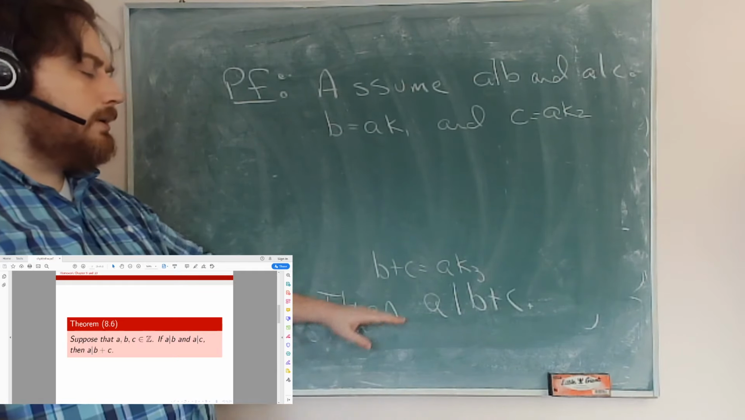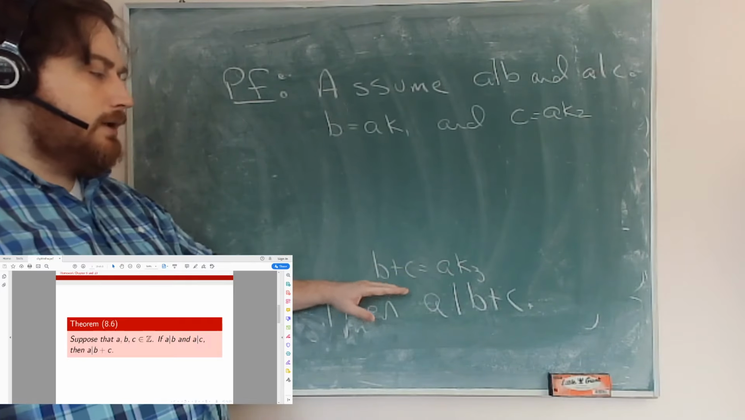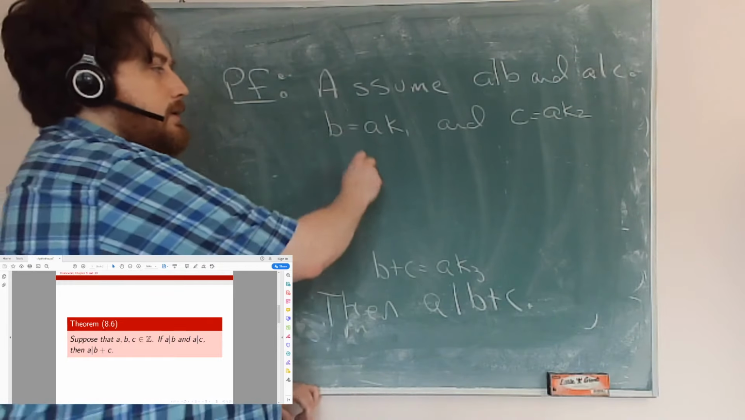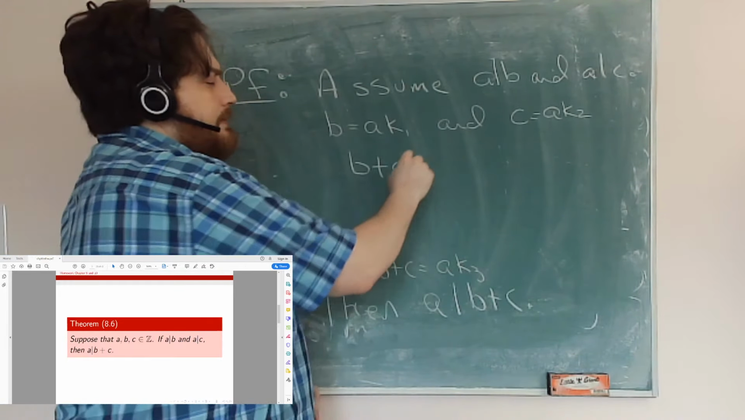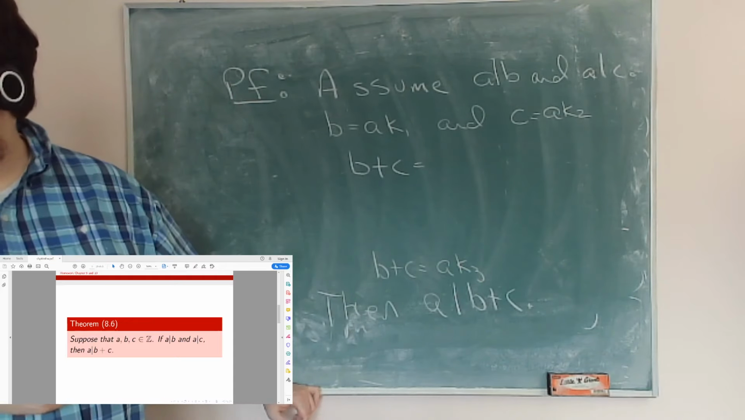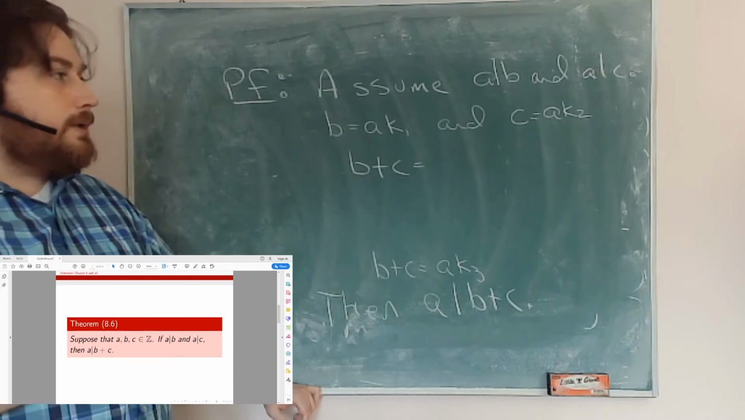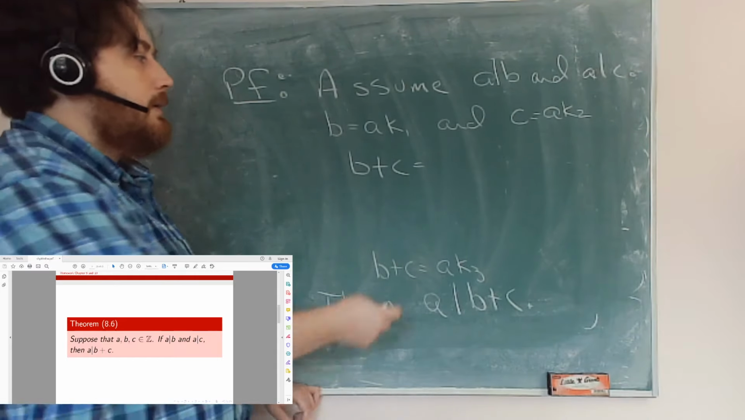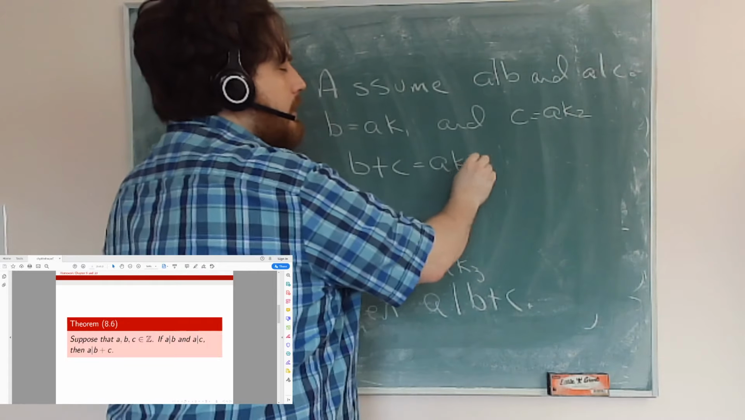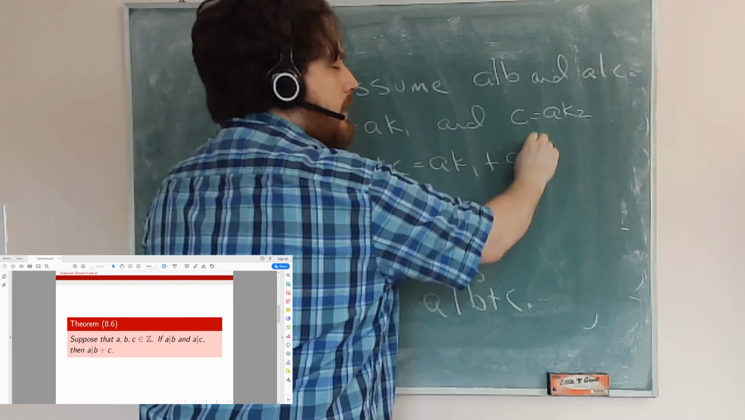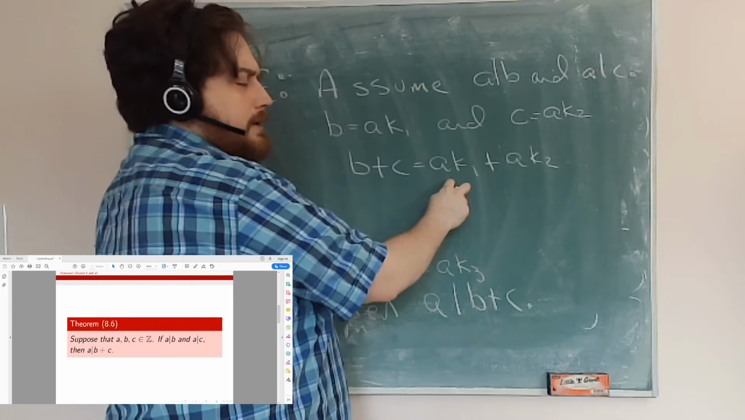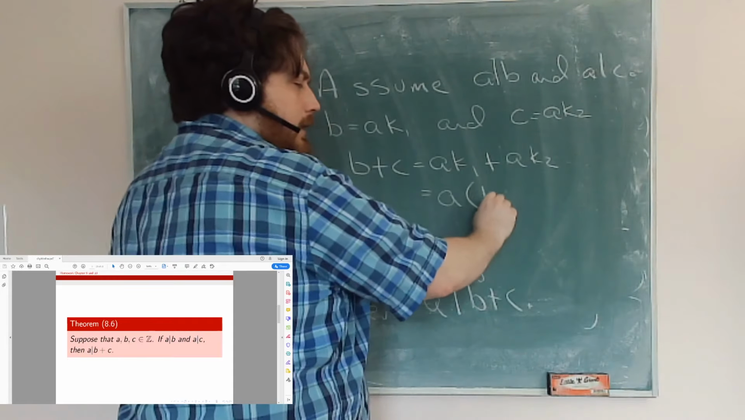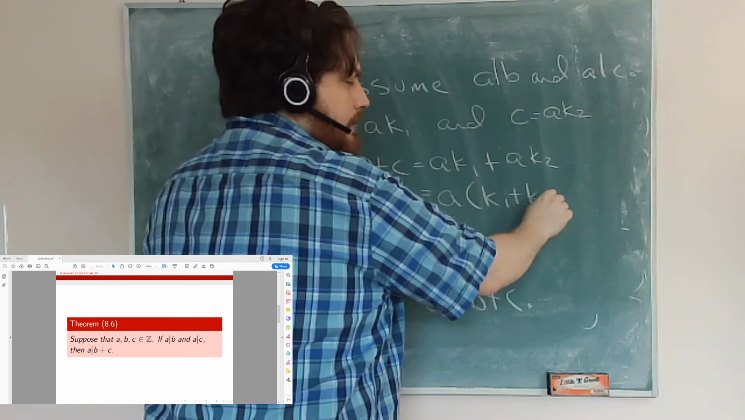Now this one's similar to a lot of the ones that we have because we have an equation. So we're going to start on the left and work out till we get to the right. So I'm going to start with B plus C. Now, what is B plus C equal to? Well, here we're going to substitute in. B is just A K1. C is A K2. So I get B plus C is A times K1 plus A times K2. So actually, I can factor out an A, and I get A times K1 plus K2.